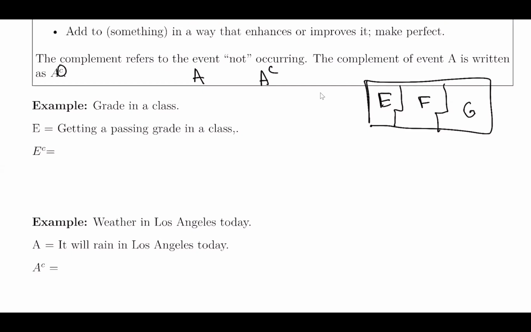There you go. So put not passing. Cool. An easy way to think about it: whatever the event is, all you have to do is put not in front of it and it will give you the correct answer.